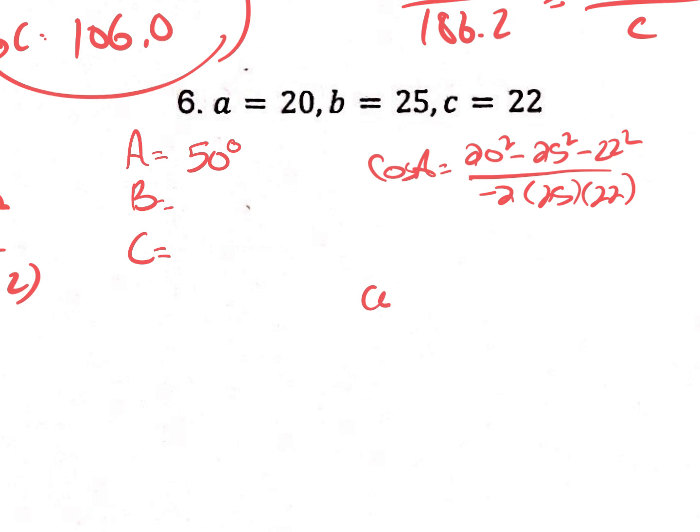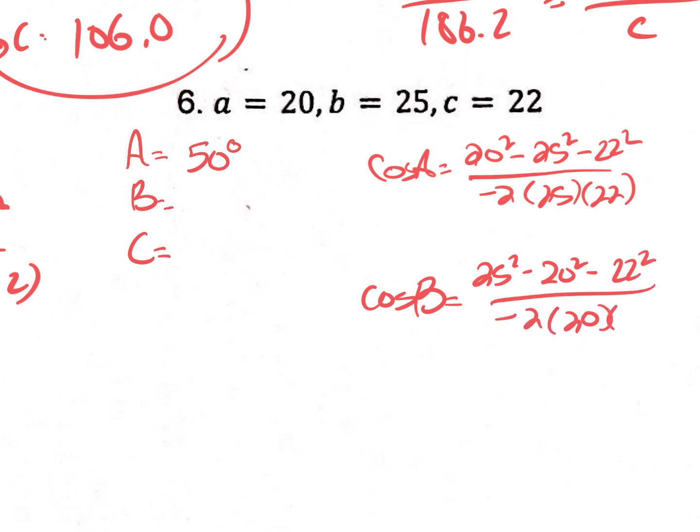Let's do the same thing for B. So I'm going to cosine B. Cosine B is B squared, which is 25 squared, minus A squared, minus C squared, over -2 times A times C. Again, punch that in, do second cosine of the answer. I'm getting 72.88. Let's round that to 73.